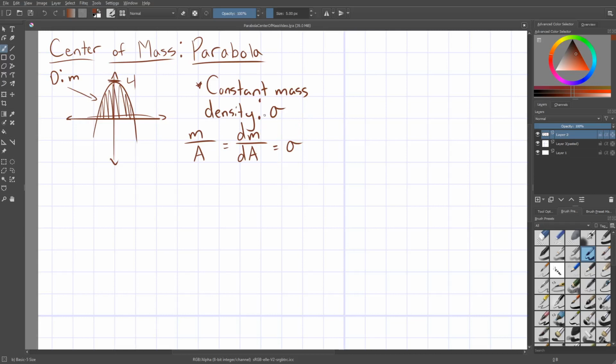So the little changes in mass per a small change in area equal the overall change in mass over the overall change in area. So let's go ahead and box this idea real quick. And we'll use this in a little bit.